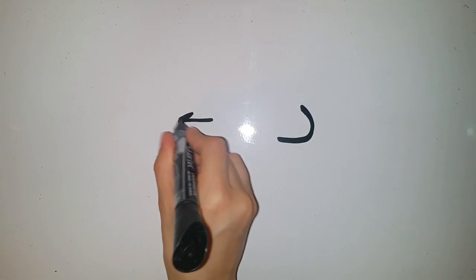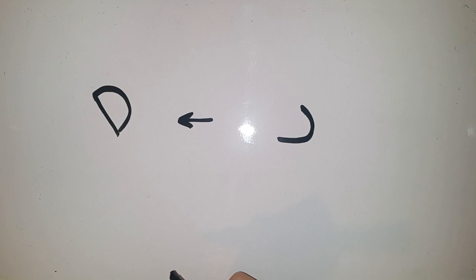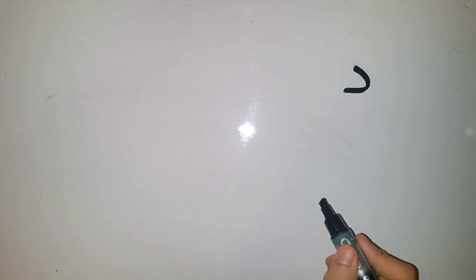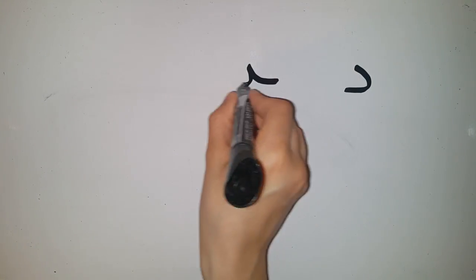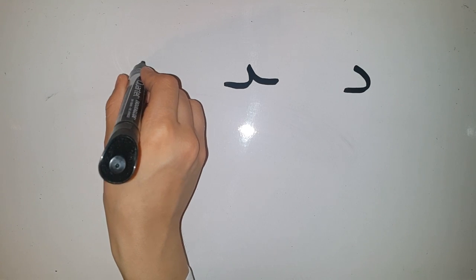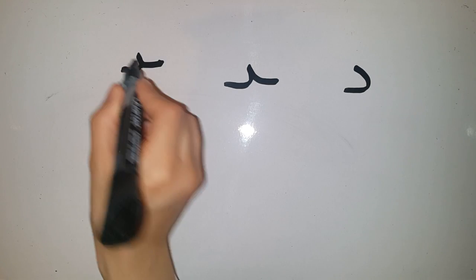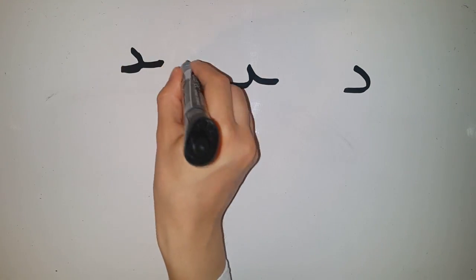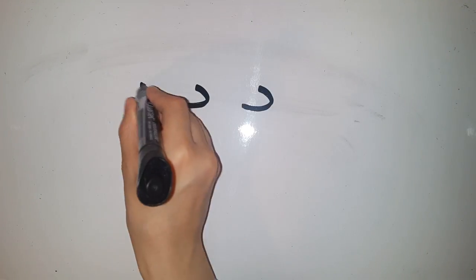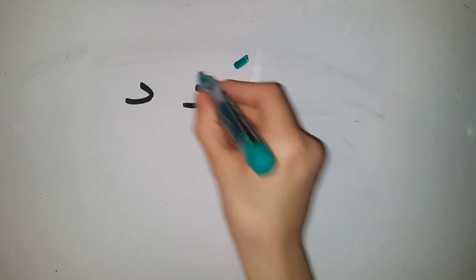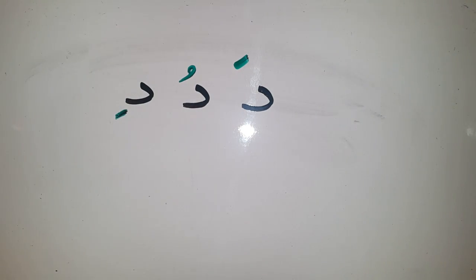So let's start with dal. Dal is the equivalent of D in English. Now, at the beginning of the word, D would look like that, and then in the middle like this, and at the end it pretty much looks like how it looks in the middle. So, don't forget the harakat, guys. Da, do, and di as discussed in the previous video.